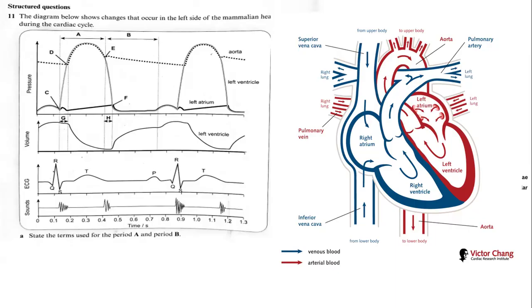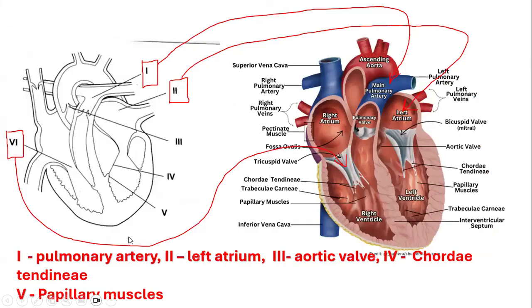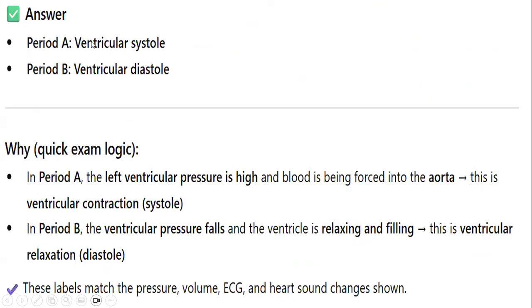So then that would be the ventricular systole. Yes, that's correct. That's literally the answer. A is the ventricular systole and B is the ventricular diastole. Remember, it's the same thing, and they gave us the answer here.